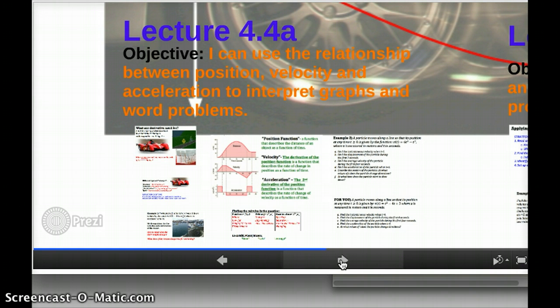Just double check before you come to class that you're really comfortable with what is the relationship between position, velocity, and acceleration, and that you know how to explain that relationship both when we look at graphs and when we're doing word problems.